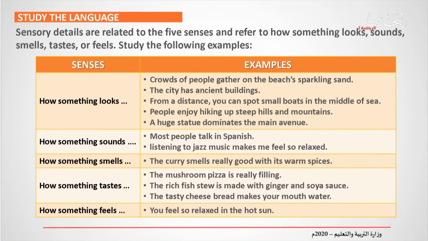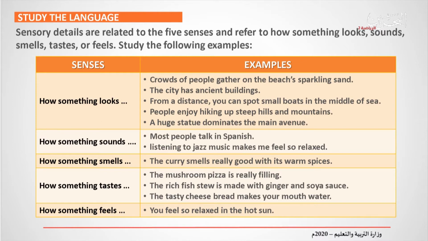So what are sensory details? Sensory details are related to the 5 senses and refer to how something looks, sounds, smells, tastes, or feels. Like we have 5 senses: sense of sight, hear, taste, smell, and touch.